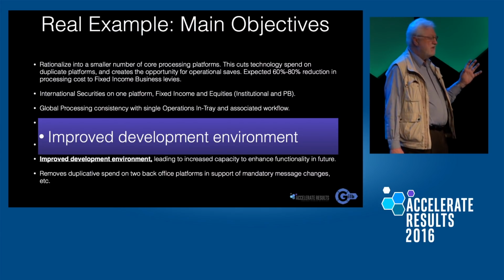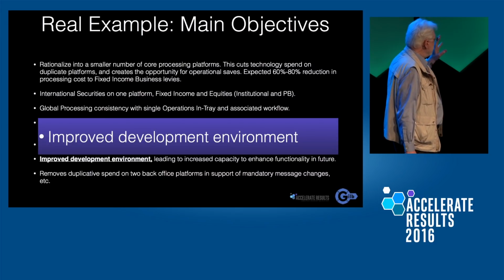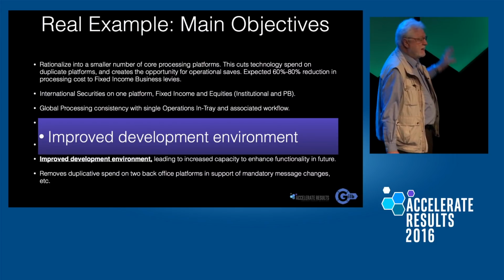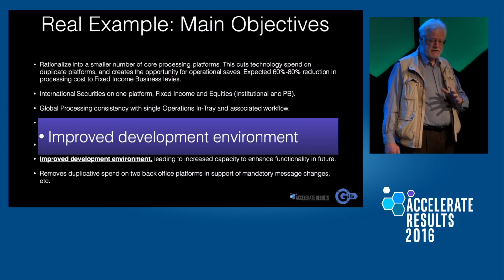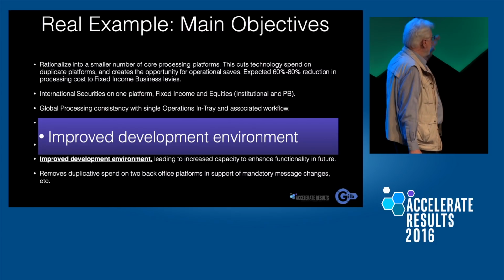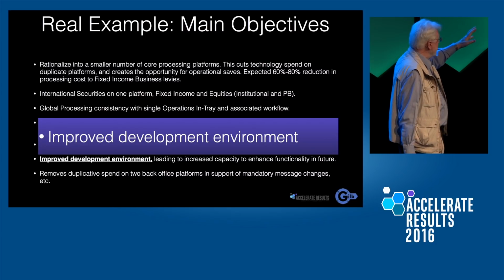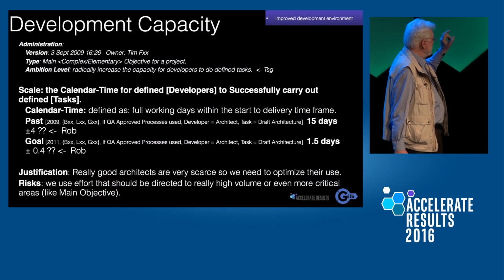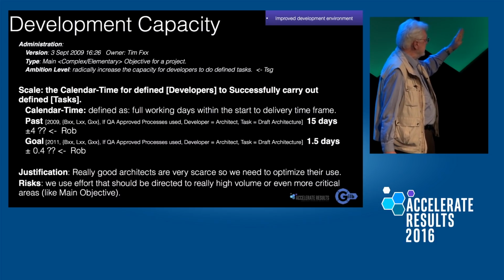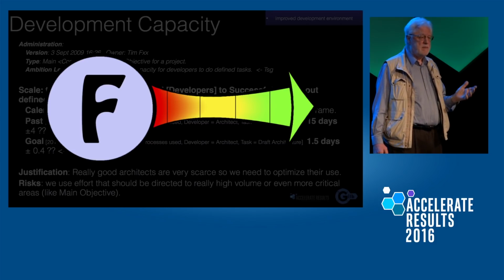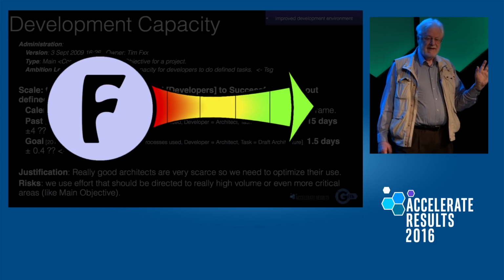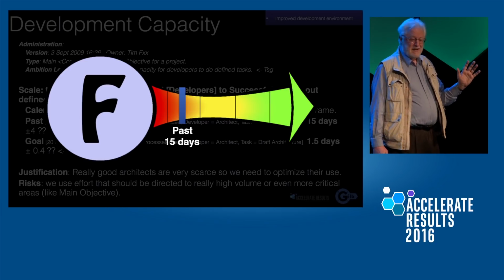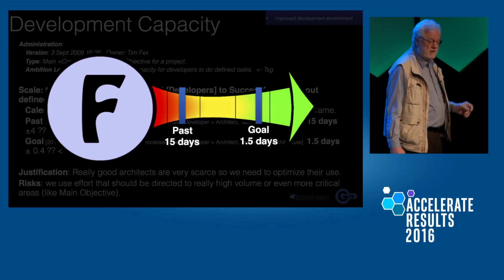Now, with 20 minutes, a little bit of interviewing, I took that phrase and we narrowed in on part of the development environment, architectures, doing architectural drafts, and got a scale of measure: calendar time for developers to successfully carry out defined tasks. And then the developer type was an architect, and the task was a draft architecture. And I said, how long does that take today? And they said, 15 days. And I said, wouldn't it be great if we could improve that by an order of magnitude? And they said, sure would. So I put down the goal, 1.5 days, as you see.